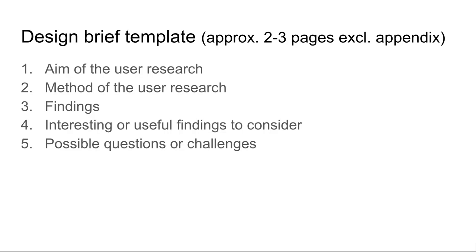In your deliverable, I'm looking at 2 to 3 pages, A4 size, which excludes an appendix. I'm going to suggest that you have something in your appendix as well in this document. So it'll be about 2 to 3 pages plus appendix. There are 5 sections that I recommend. I've created a design brief template, and these are the 5 sections: aim, the method, the findings, interesting or useful findings to consider, and possible questions or challenges. I'll go through each one of them to explain how to use this design brief template.